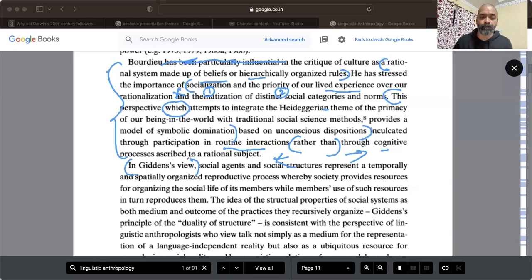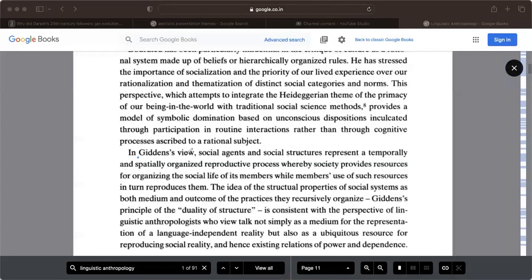Here it says, in Giddens' view, social agents and social structures represent a temporally and spatially organized reproductive process. This is idea number one. Temporally, as opposed to spiritual. Now, the question that you should ask here is, what exactly is the reproductive process? Really good readers should always get these doubts, should know what has been explained, what has not been explained.